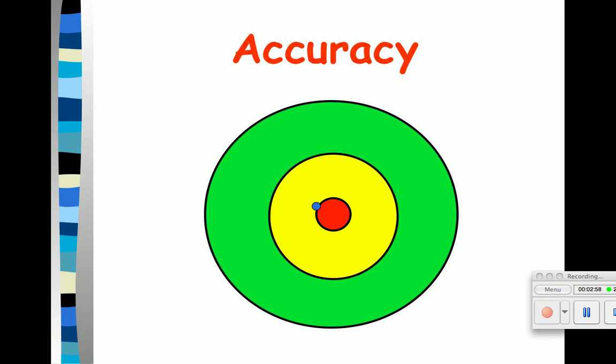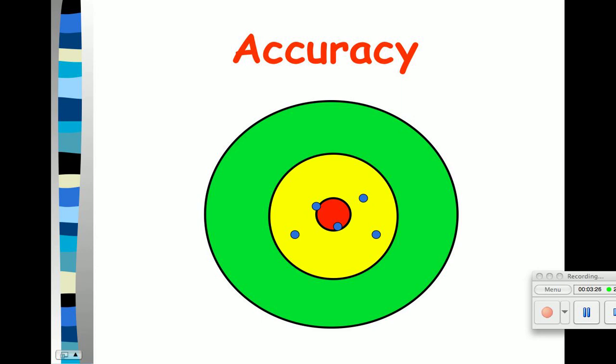So again, to take a look at my target that I'm trying to hit, here I'm being much more accurate, if you remember, than I was being before. I'm not really as precise though, am I? I'm not being very consistent. I'm either in the red, I'm in the yellow, I'm much closer to my estimated target where I want it to be, so I'm being much more accurate, but I'm not being precise.